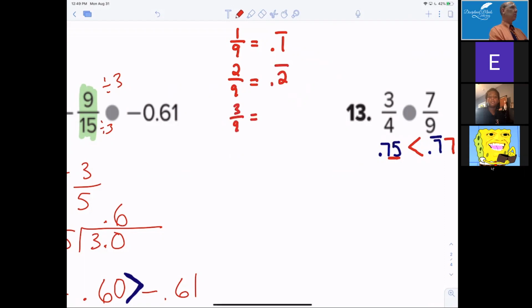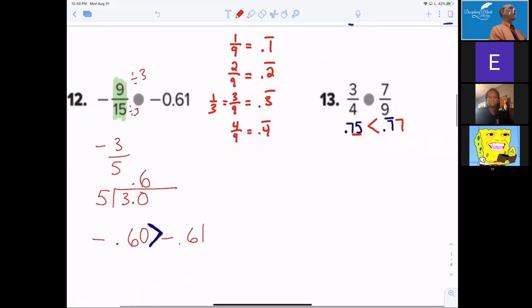What is 3/9? 0.3 repeating. Now, I also want you to remember 3/9 can reduce to what fraction? 1/3, right? So now 4/9. Somebody tell me what 4/9 is. 0.4 repeating. And notice I'm writing all this out. So what are you probably doing? You're writing it all out. It's getting in your memory.